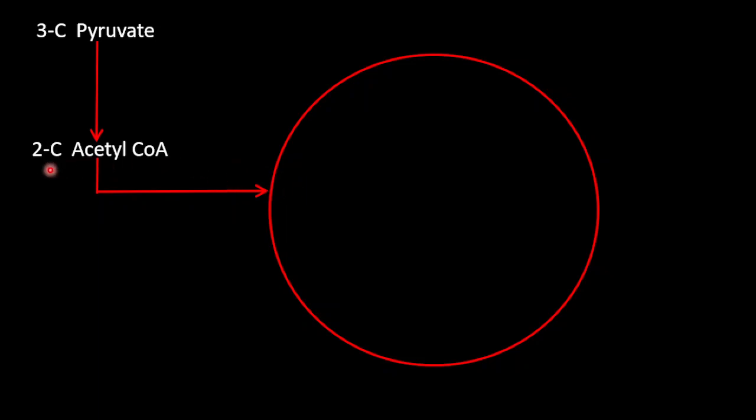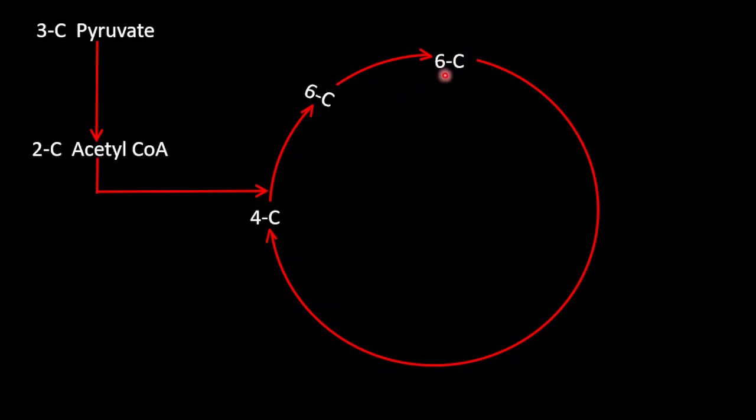Now, the 2-carbon molecule right here will merge with a 4-carbon molecule. This merger will produce a 6-carbon molecule, and so 2 plus 4 is 6. Now, this 6-carbon molecule will further form into another 6-carbon molecule, and we'll talk about the difference between both.